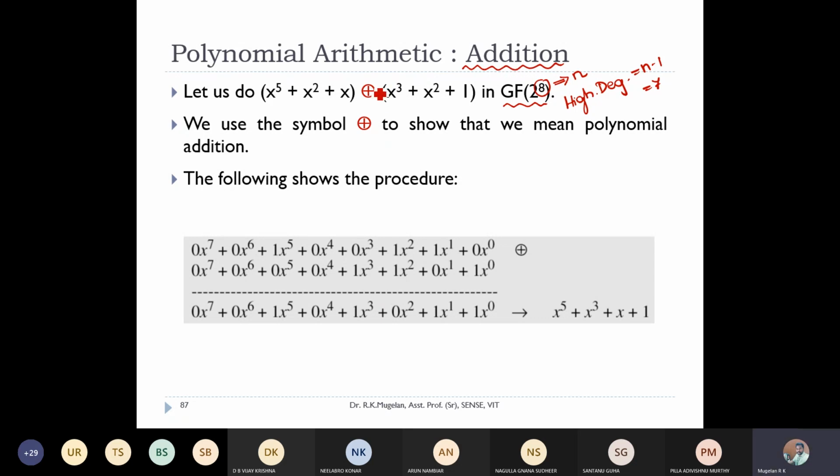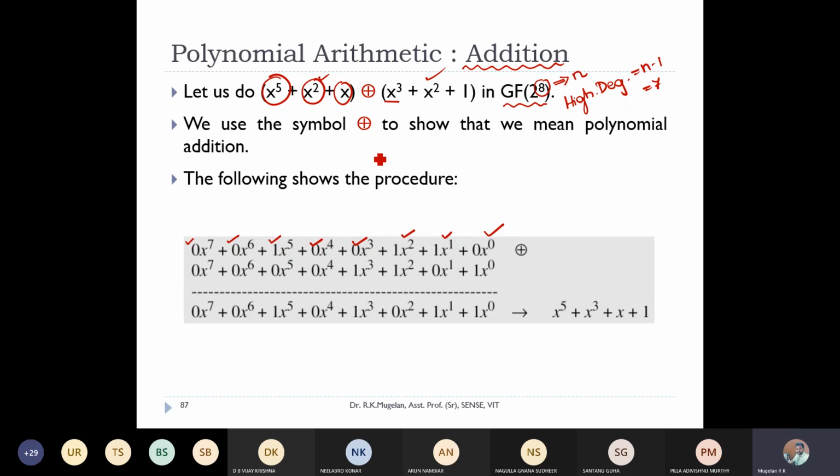So addition, first step, what we have to do is expand this to a polynomial. Since the highest degree is 7, I'm filling in the missing coefficients here. So 0 x power 7, 0 x power 6, 1 x power 5 because I have x power 5 here, 0 x power 4, 0 x cube, I have x square, so 1 x square, 1 x power 1, and 0 x power 0.